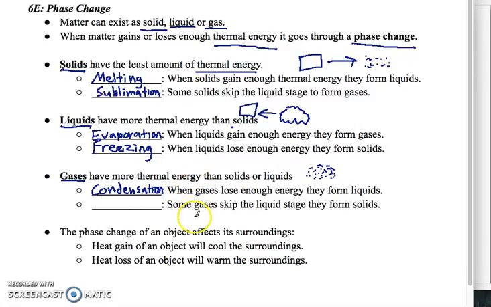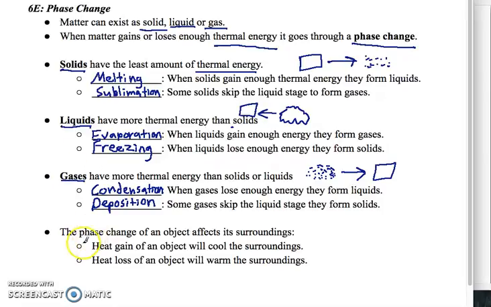And then some gases are going to skip the liquid stage completely, and they're going to form solids. So there's some gases that, based on their chemical properties, will go from that gas phase directly into a solid. That's called deposition. So those are the phase changes, the two phase changes for each form of matter.